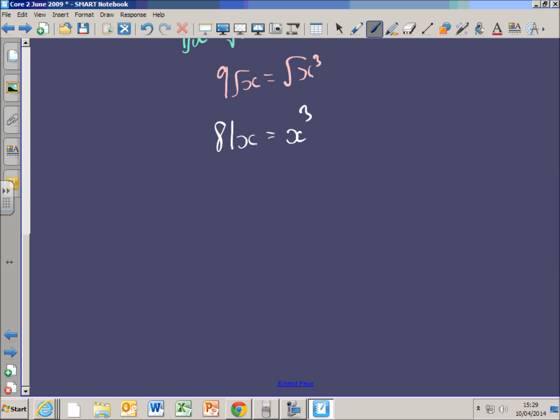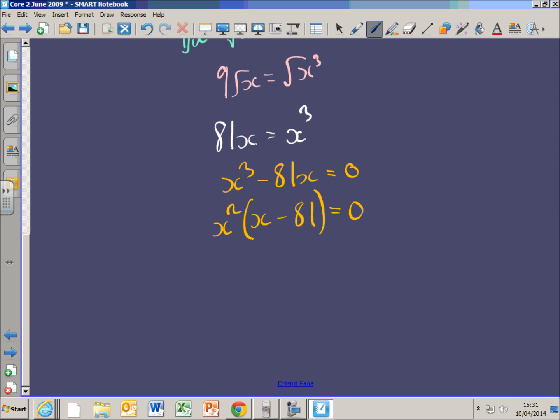Now, I know what you're going to say. Divide by x, right? Not quite, no. I want to get the x's onto one side, but I don't divide by x. I want to do what? Can someone tell me? Yeah, sorry. x cubed minus 81x equals 0. Right, okay, and then factorise. x squared, x minus 81. Are you happy with that? Is that better?